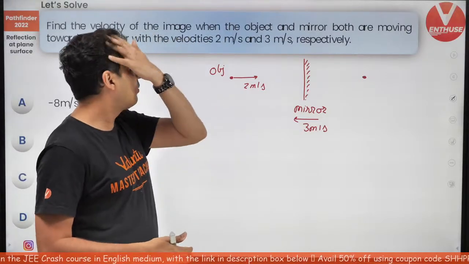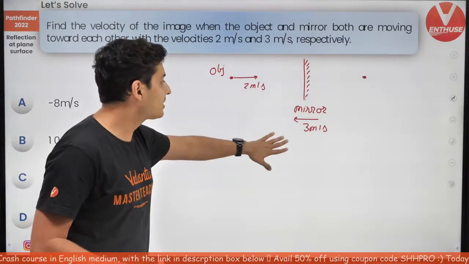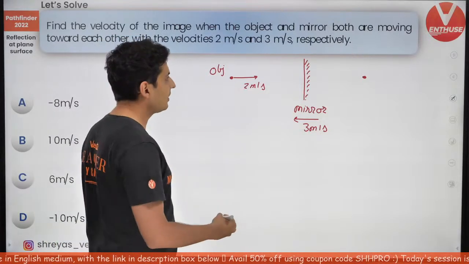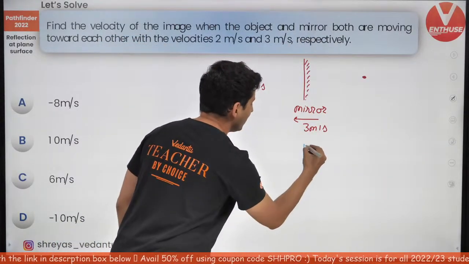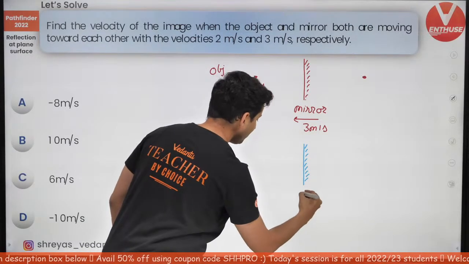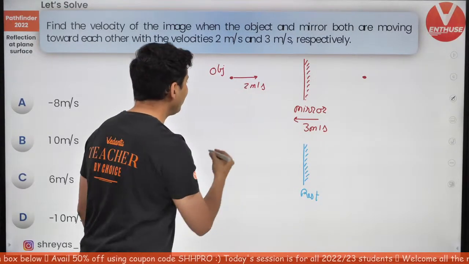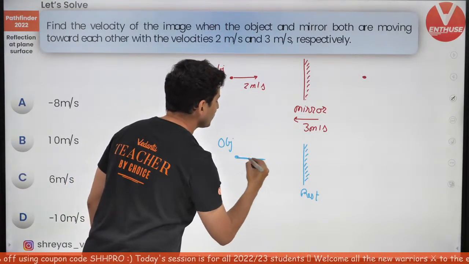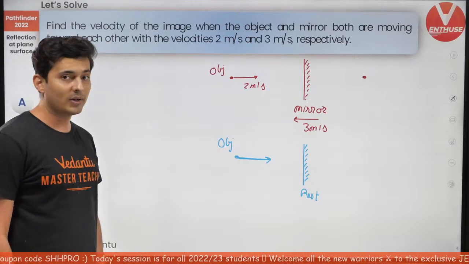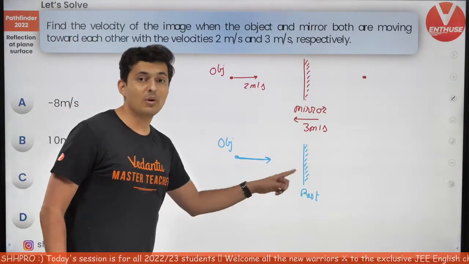So let's see what you should do. Remember, when the mirror is moving, sit on the mirror and then solve the question. Meaning, let's make the mirror the frame of reference. So the mirror is at rest. What will you see the object doing? The object is going to move with what speed? Think about it.